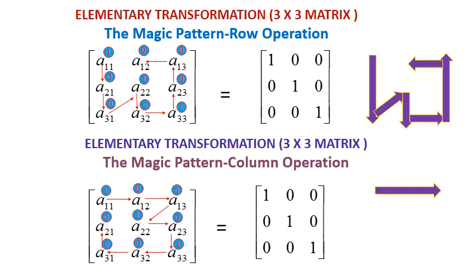So this is the pattern, and when you draw the pattern, move right, then again as before come to the A22 position, then go back to A23, go down, go left and go up. So this is the pattern for column operation.